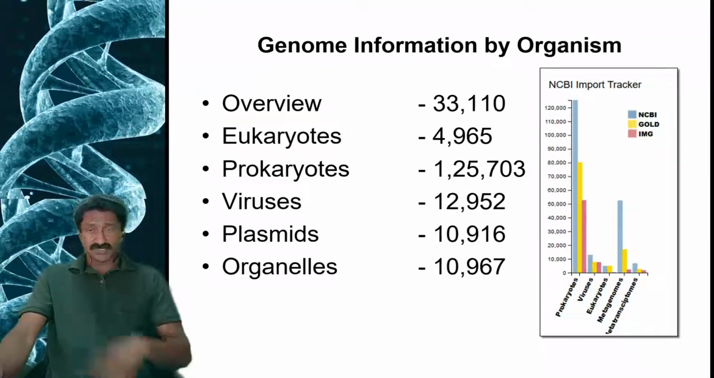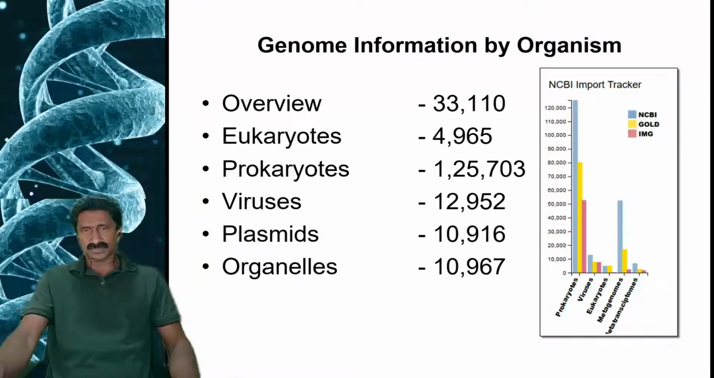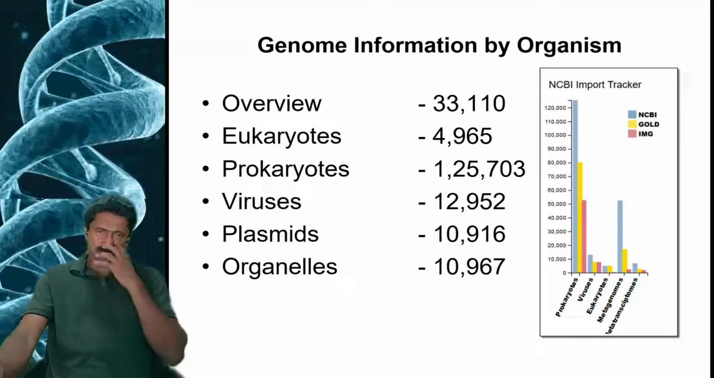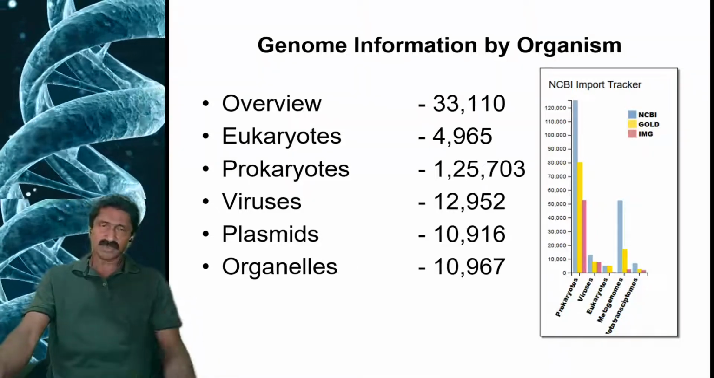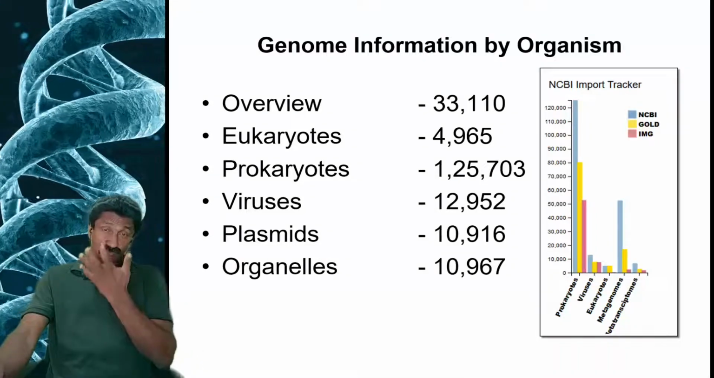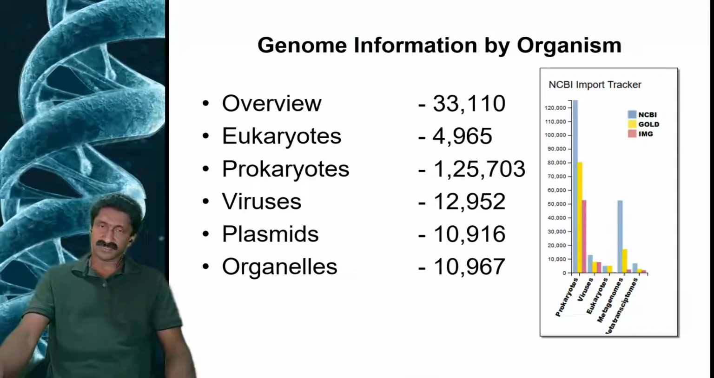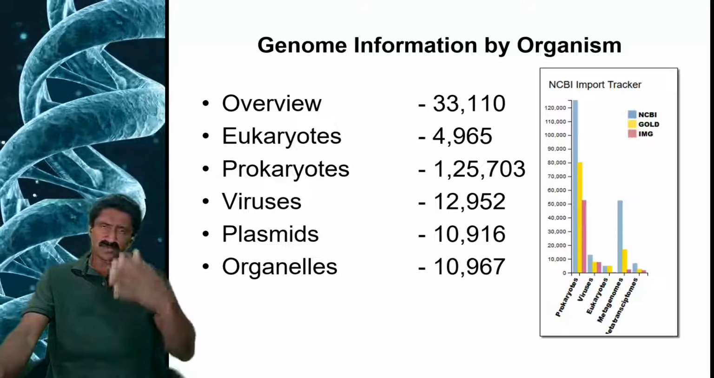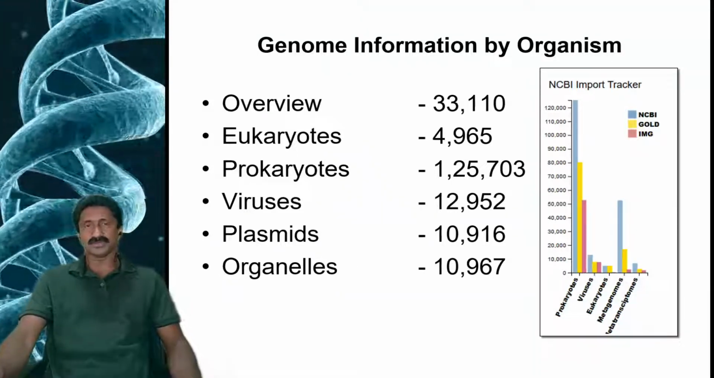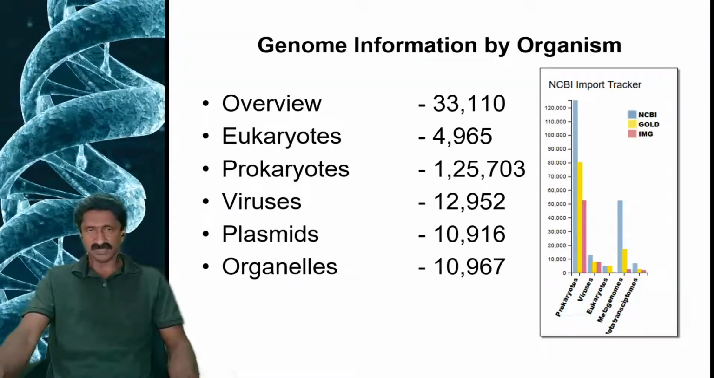So this is some of the genome information available in the NCBI database about various organisms. You can see that eukaryotes are almost near 5,000. Maybe it is now over that. It's the last year's statistics. And more than 1,25,000 prokaryotic genomes are now already available in the database, and viruses, plasmids, organelles. So a lot of entire genomes were already sequenced, and they are now made available in the NCBI database.